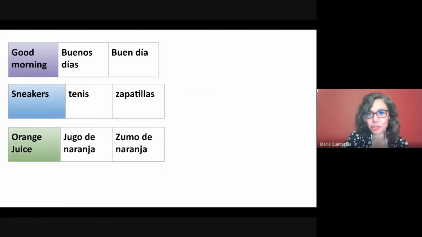How about orange juice? Same thing. I grew up saying jugo de naranja. I was taught to say jugo de naranja. But if you visit Madrid in Spain, what do they say instead of jugo de naranja? Zumo de naranja. Just another variation of the language.